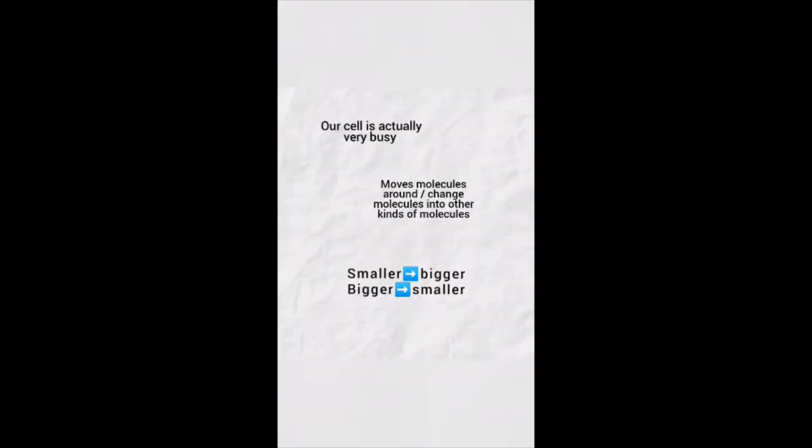Our cell is actually a very busy place, and most of what it does is to move molecules around or change molecules into other kinds of molecules, by either making smaller molecules bigger or bigger molecules smaller.